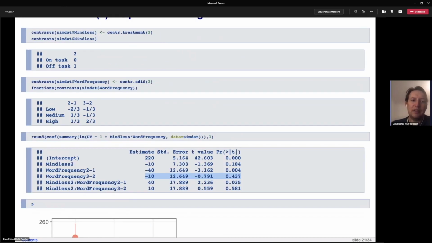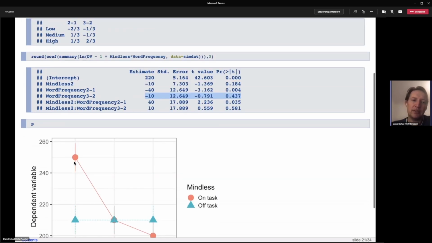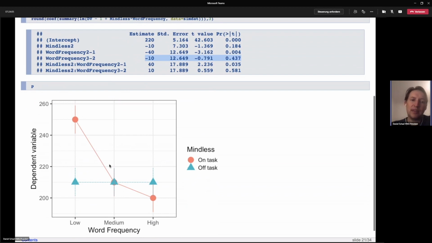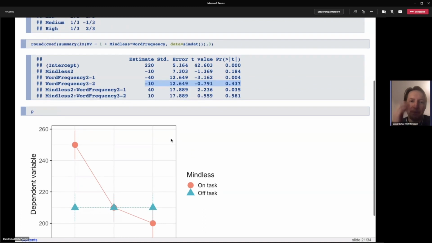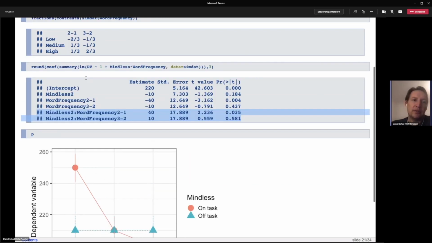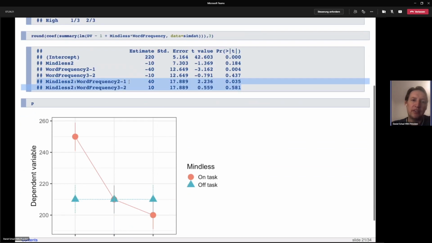We can have a design where our word frequency effect directly captures the effect when we are on task. And then the interaction tells us whether this effect is reduced in mindless reading. So how do we interpret the interaction terms here? It's always a difference between on task and off task and how the word frequency effect changes.